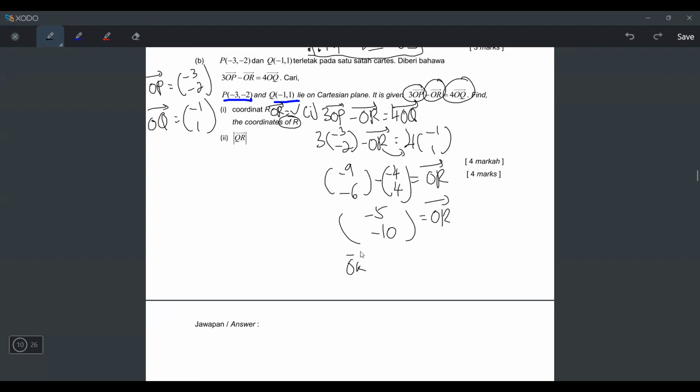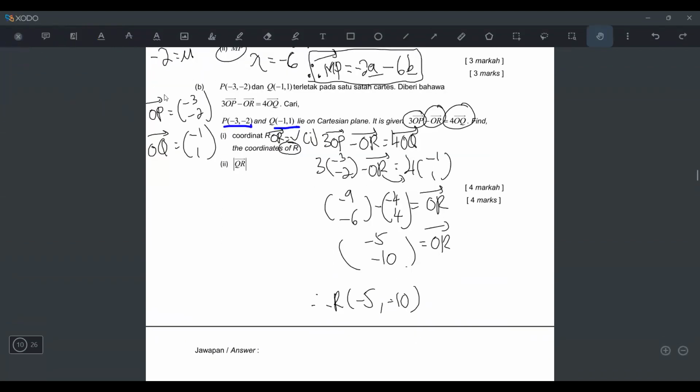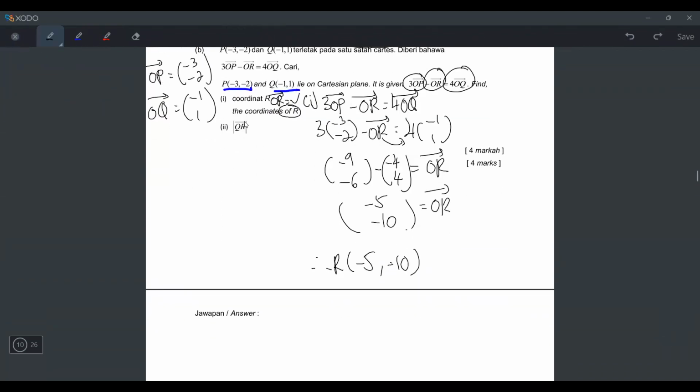So if OR is -5i minus 10j, it means the R coordinate is what? The R coordinate is -5, -10. Okay, all of this is under coordinate vector. Okay, this whole question is under coordinate vector. Okay, soalan number 2 wants you to find magnitude. So I think I'll just do it here lah. So how to find the magnitude of QR?